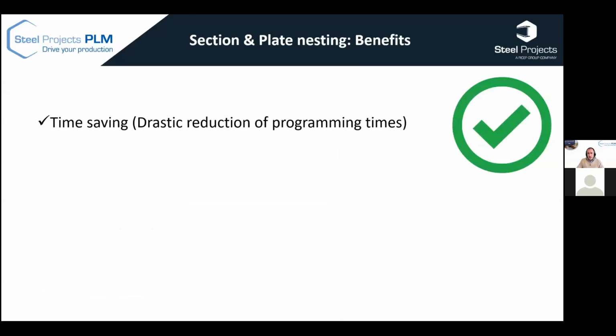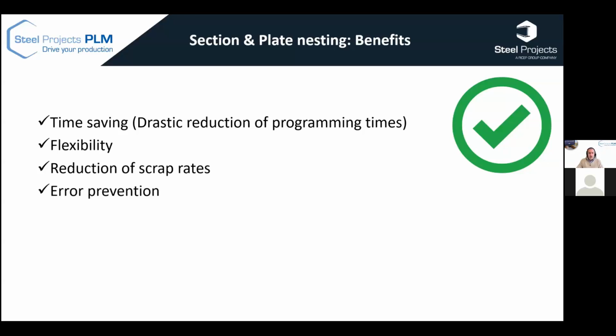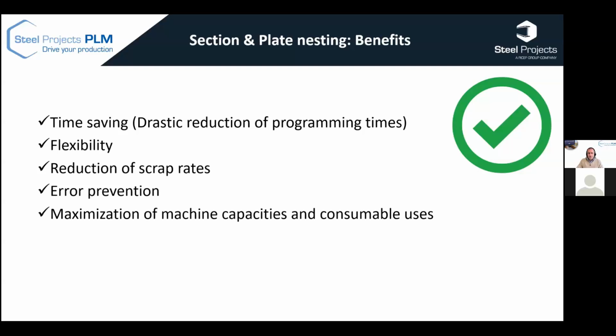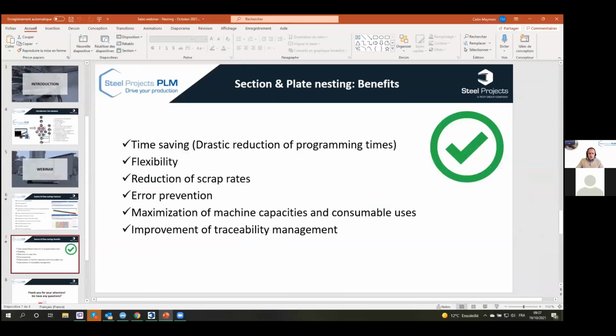The goal and the benefits of all those nestings is to save time. When you don't nest manually, of course you save time and steel. Flexibility, reduction of scrap and waste: that's what makes you earn steel at the end of the year, because you earn a percentage of steel using our nesting. Error prevention, maximization of the machine capacity and consumable usage, and also improved traceability management. We're going to jump into the software right now.